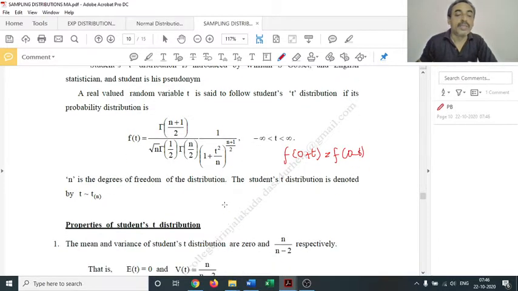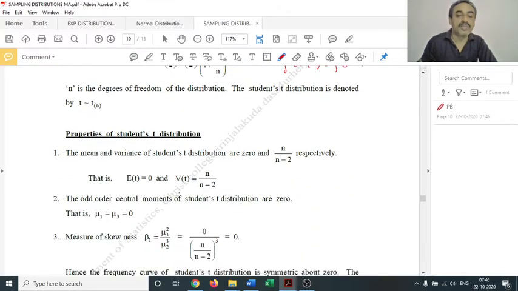So now we denote this using the notation t follows t of n. Here the t on the left side is the variable, and the t on the right side represents the distribution, and it is addressed in terms of the only one constant of the distribution, that is n. Now we come to the remaining properties of Student's t distribution. We can see that Student's distribution has mean 0, and variance is n by n minus 2. That is, E of t is equal to 0 and V of t is equal to n by n minus 2.